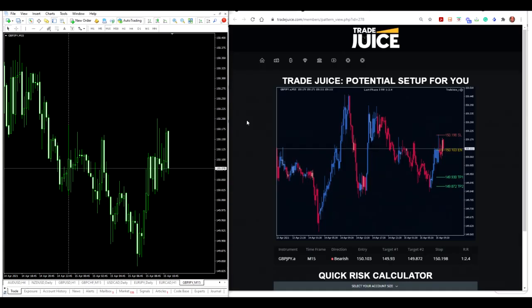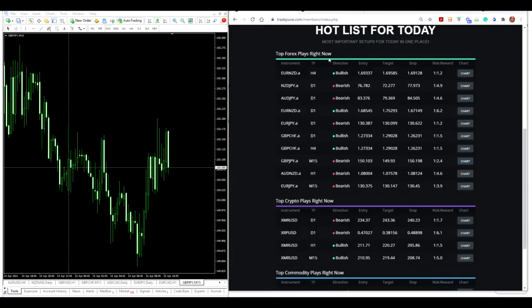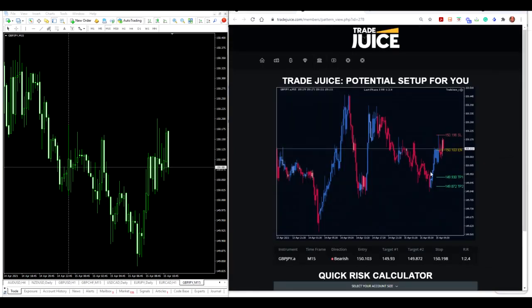Adrian here, and I'm on the pound Japanese yen. I've just had a look at the hot list for today on the Tradeology platform. And amongst all the trades, I've selected one, the pound Japanese yen 15-minute chart. And Tradeology displays this for me. I've got the entry point set out, target, my stop.